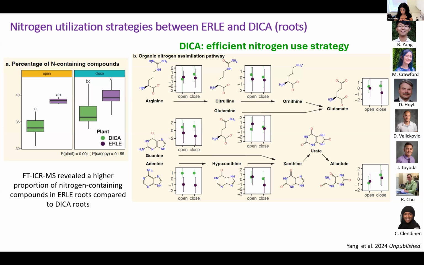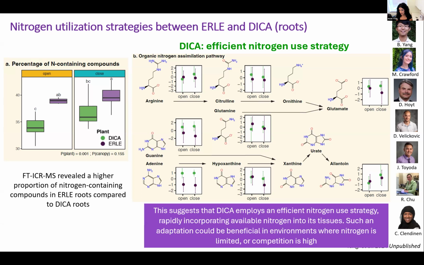So overall, when we looked at these compounds, we saw that the native species in general have a higher abundance of compounds involved in assimilation. And this suggests that the native species have an efficient nitrogen use strategy compared to the invasive species. What this means is that those native plants, whenever they get a hold of nitrogen, quickly incorporate nitrogen in their tissue. And that adaptation is known to be beneficial in environments where nitrogen is limited or competition is high. So that's what the native species are doing.